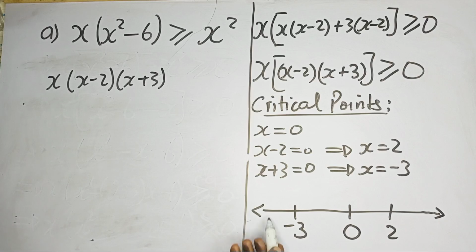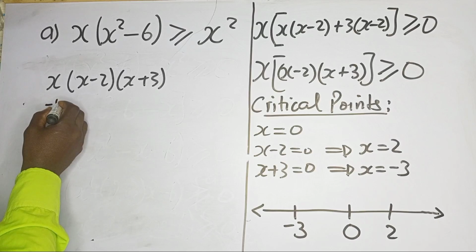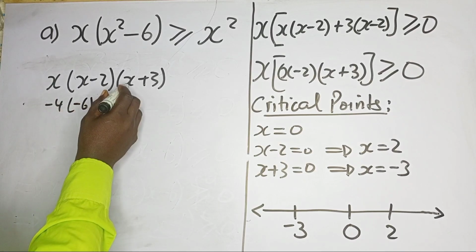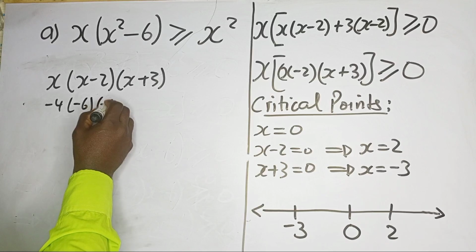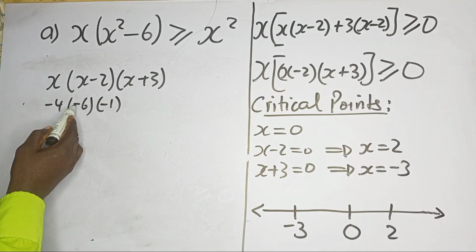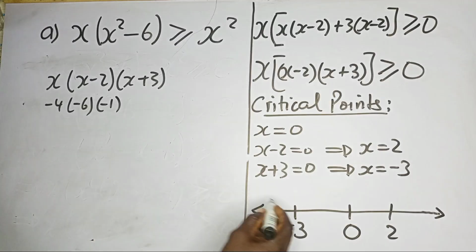Okay, so now let's take a value from this zone. -4 is a good value. It's found in this zone. We'll put it there. We'll have -4 into -4 minus 2 is -6. -4 plus 3 is -1. So we're interested only in the sign. So negative multiplied to negative, positive multiplied to negative, negative. So here we'll have negative.